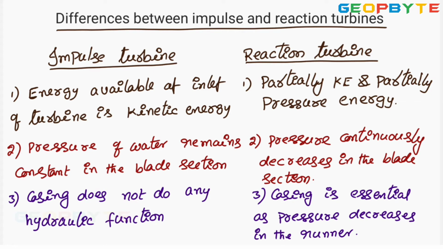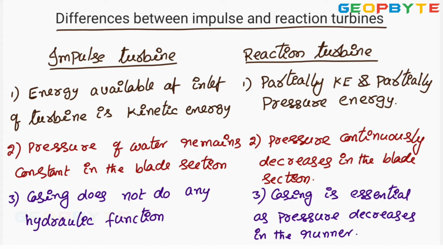In this video, we will discuss the differences between impulse turbines and reaction turbines, and the working principle of the Pelton wheel, and also we will try to discuss the velocity triangles for the Pelton wheel. First, let us discuss the main differences between impulse and reaction turbines.